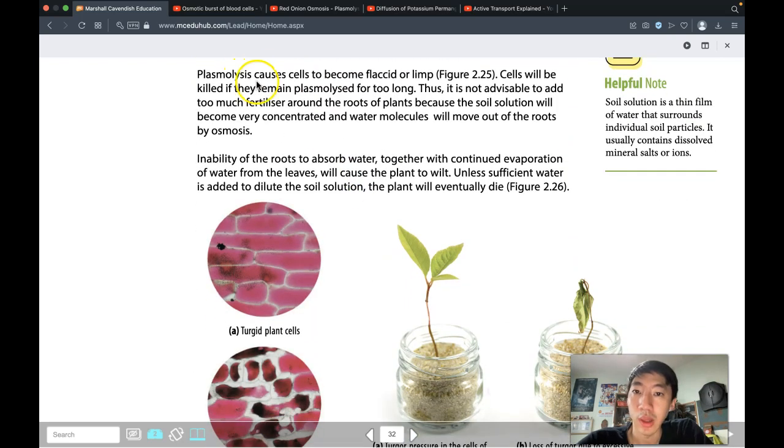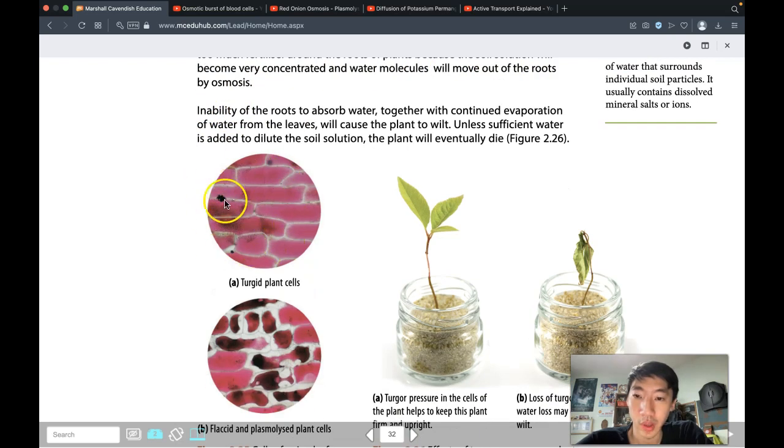Then what is plasmolysis? Plasmolysis is what happens when the cell becomes flaccid. The cells can be killed if they remain plasmolysed for too long. Thus, it is not advisable to add too much fertilizer around the roots of plants, because the soil solution will then become very concentrated and water molecules will move out of the roots by osmosis.